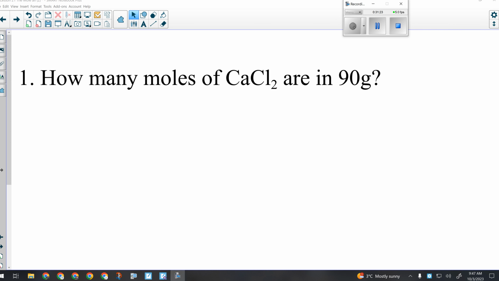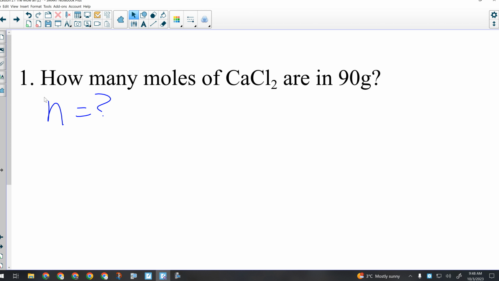Okay, so the first step in any problem-solving question, be it mole equation or physics, is to write down our givens. That is, what information did the question tell me? Okay, so how many moles? What does the question want me to find? N. It wants me to find N, the number of moles.